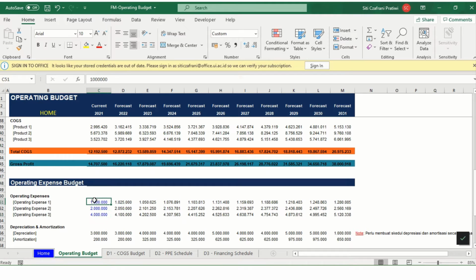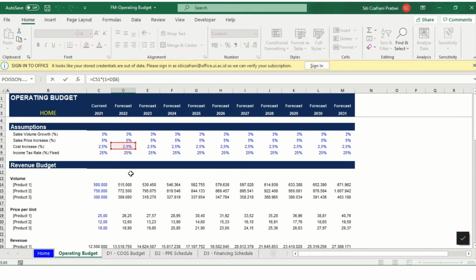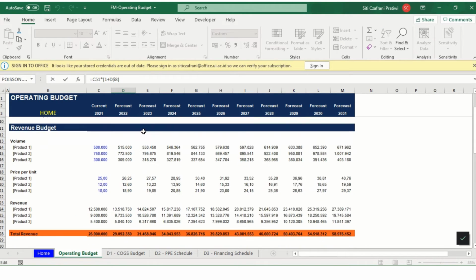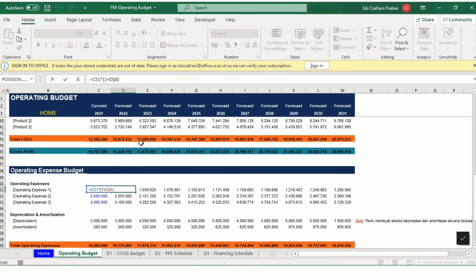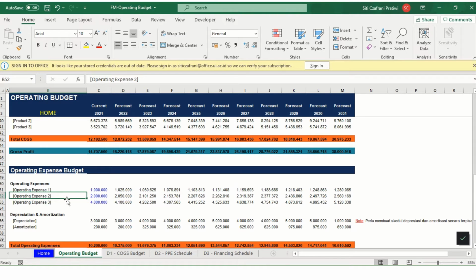In my case, I use the similar cost increase here as with the COGS. So it is the similar way for the other operating expenses. Repeat the similar step for the next operating expenses, while for depreciation and amortization, we will discuss it later on.